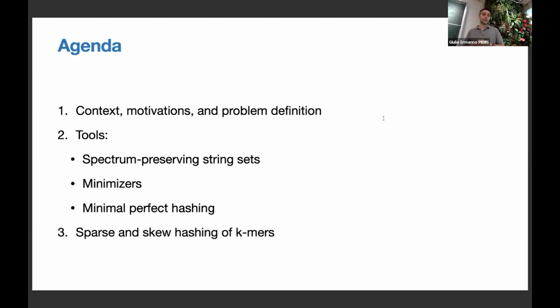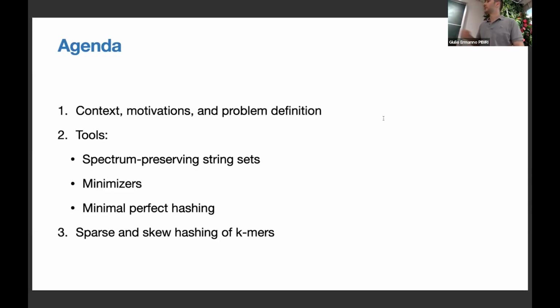The second reason is, as you see from the agenda, it allows me to introduce you to some tools that are very important for computational biology, like spectrum preserving string sets, minimizers, and minimal perfect hashing. Of course, it will be very high level. Given the allotted time, we don't have to see all the details, of course, but my hope is that you'll find these tools interesting also for your own research and maybe outside computational biology. For sure, these tools can be used in many other contexts.